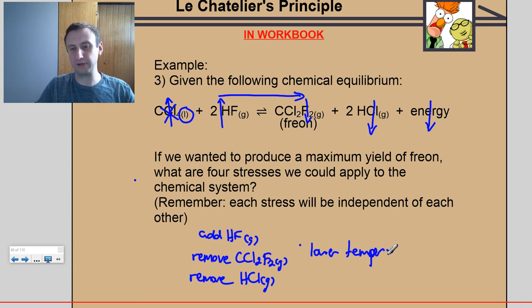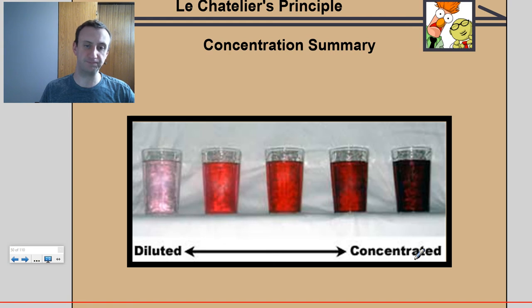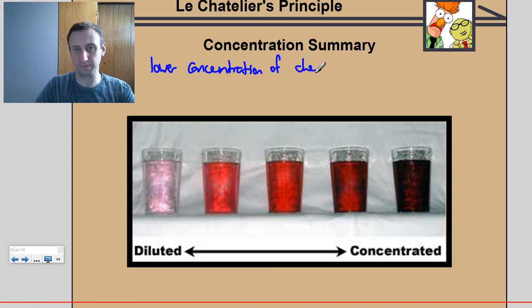When I lower temperature again, I'm doing that for the full system, right? So I'm not able to just lower temperature of one thing. This is all together in the same vessel, in the same closed system. So all I'm doing is lowering the temperature of the full thing, which would cause a right shift, making more Freon. So concentration summary: when I lower concentration of something, so lower concentration of chemical, it shifts towards chemical.